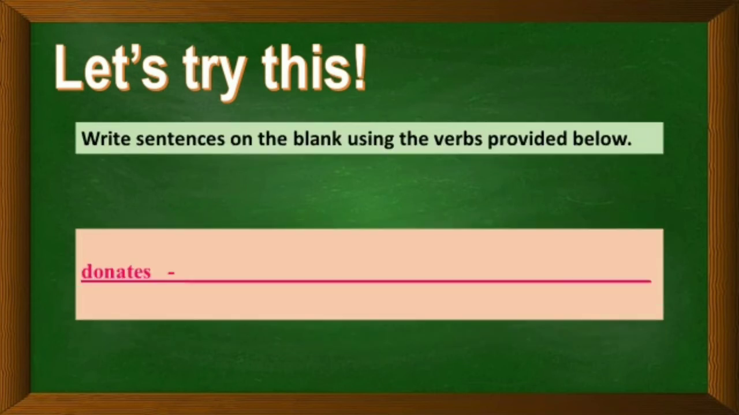Let's also try this one. You have to write sentences using the verbs provided. So therefore, if the verb provided is in singular form, then the subject must also be singular. If the verb provided is plural, then your subject must also be plural in number. For example, the verb donates is in singular form, so therefore your subject in the sentence must also be singular.